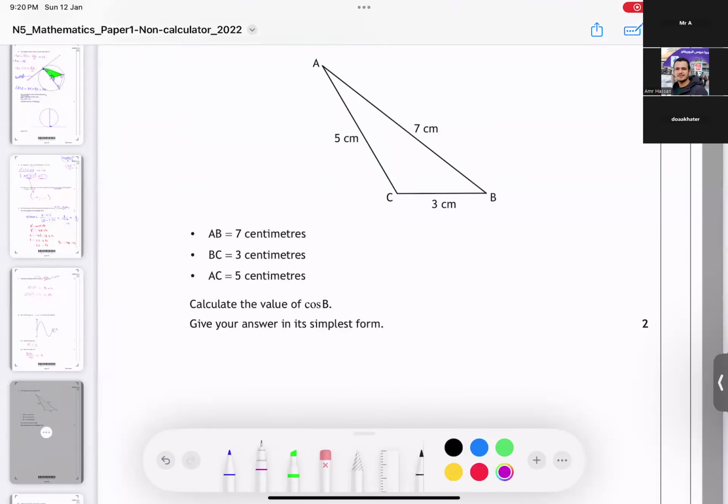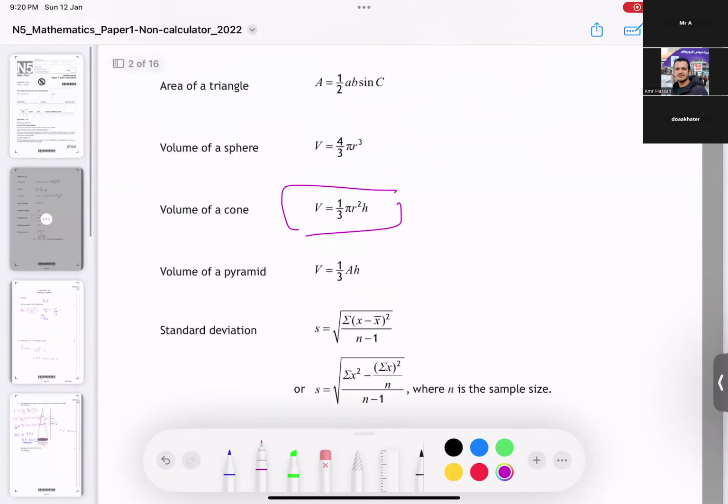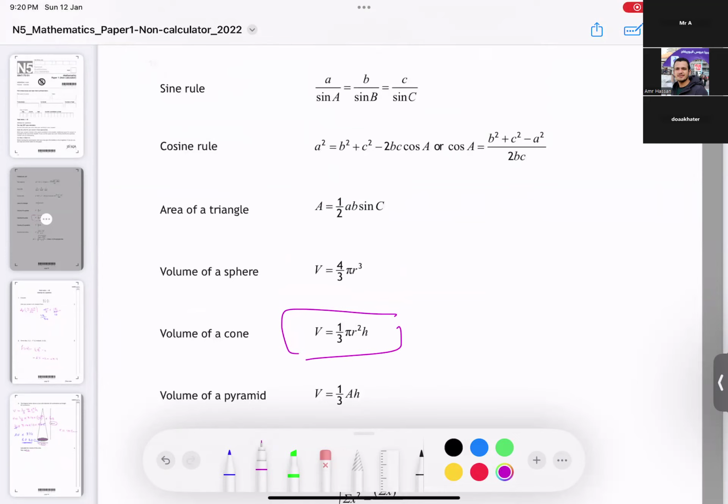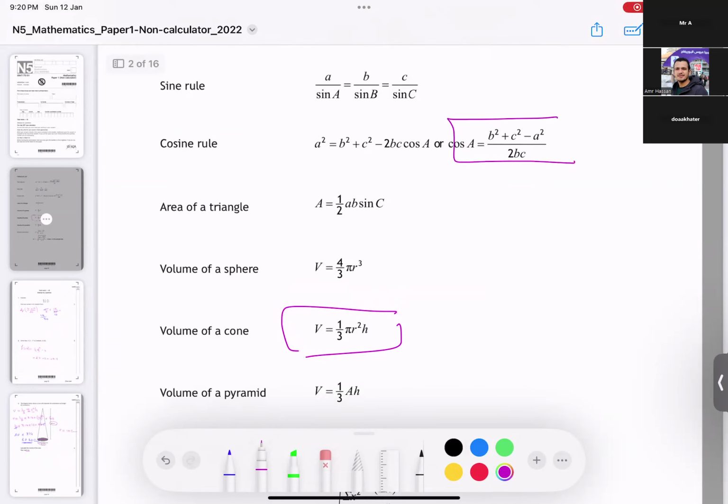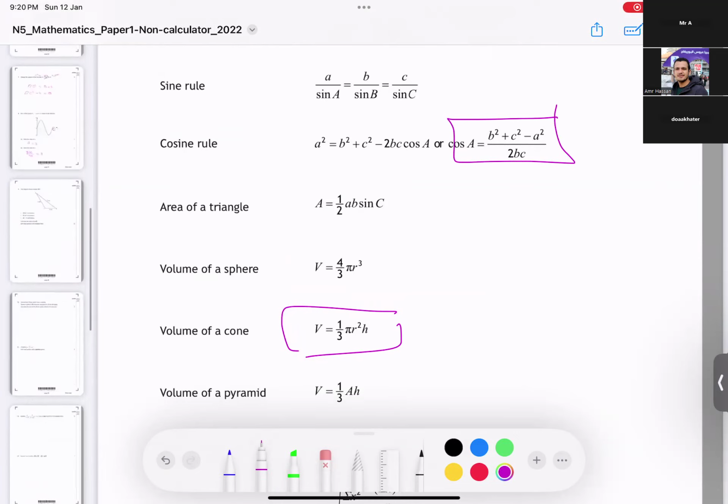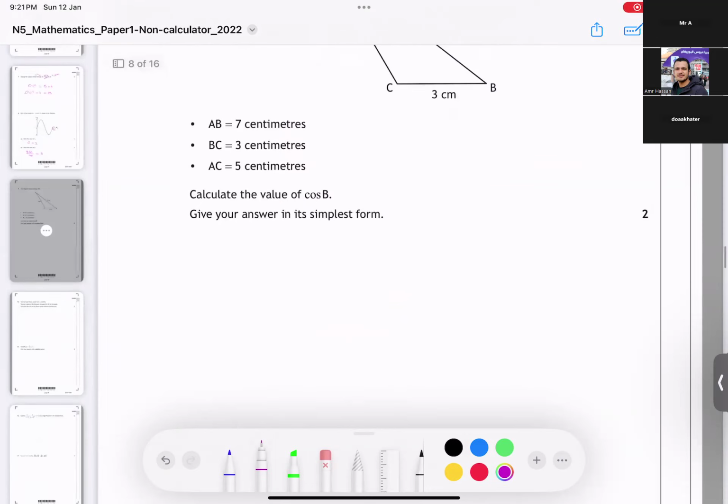This one, I've been asked to calculate cosine B. You need to keep the rule. No, I don't think you need to keep the rule. I think this one's been given there. If you want to get cosine A, it's going to be b squared plus c squared minus a squared, divided by 2bc, right? Look at this one. Okay, so you need to apply it. He asked me cosine B. So let me write it.